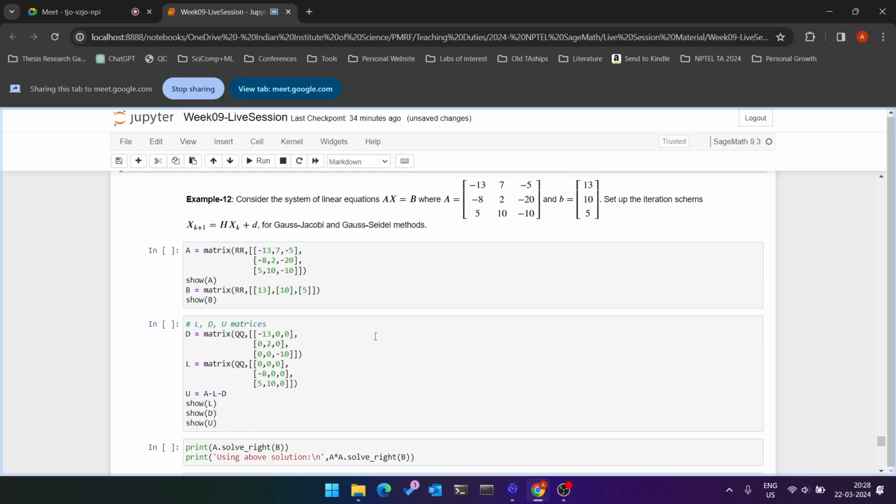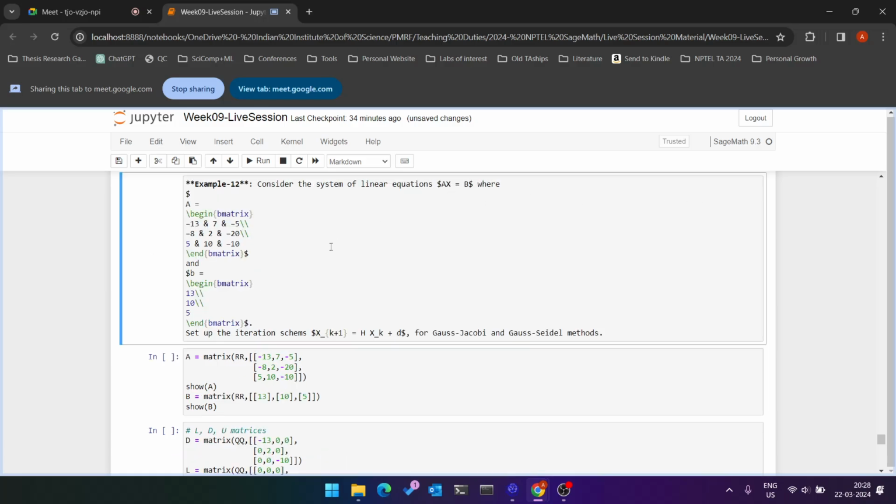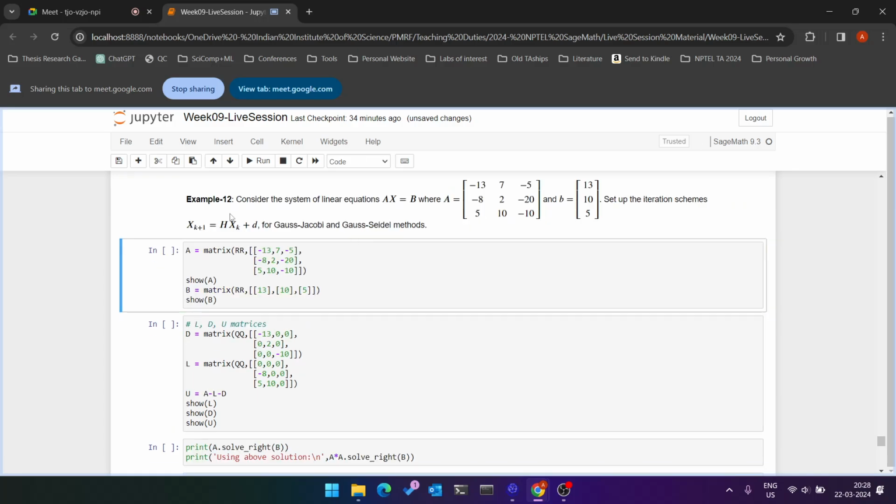Okay, next we move on to example 12, which is the final one for this week. Consider a system of linear equations Ax equal to b, where A is a 3 by 3 matrix given here and b is a 3 by 1 vector. Set up iteration schemes, x(k+1) is H times xk plus d, for Gauss-Jacobi and Gauss-Seidel methods.